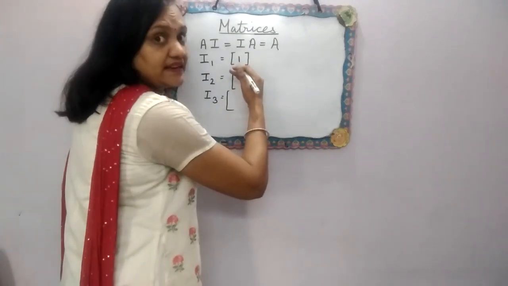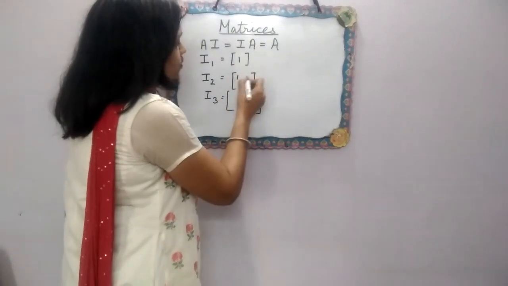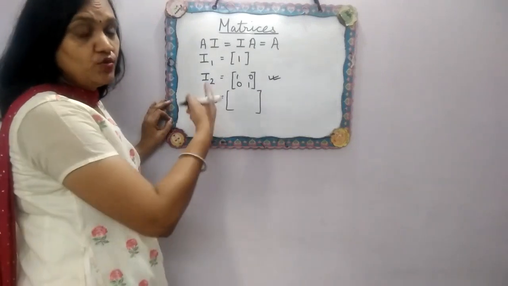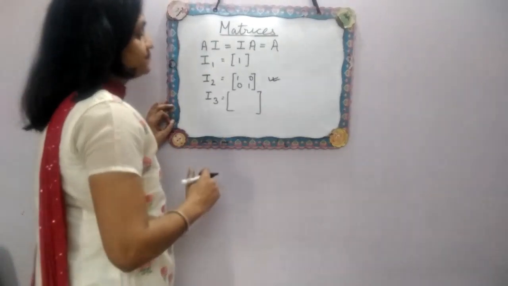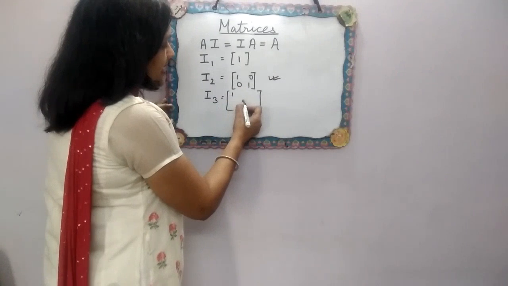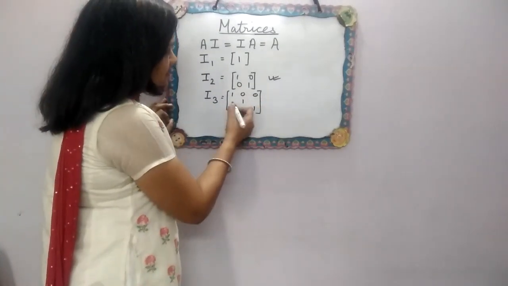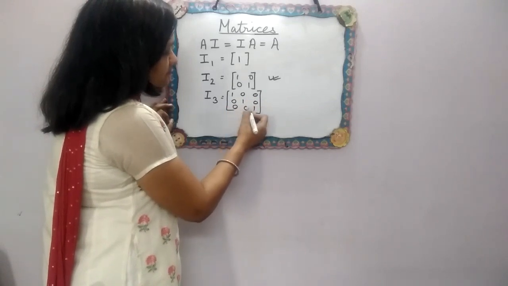Elements on the principal diagonal have to be 1, the rest 0. So, 1, 0, 0, 1. Please learn it very nicely. You will need it a lot. Again, if you have I3, the elements on the principal diagonal will be 1 and the other elements will be 0.